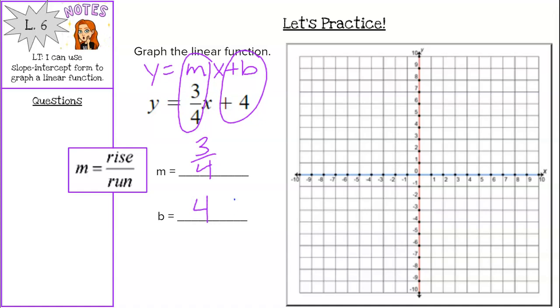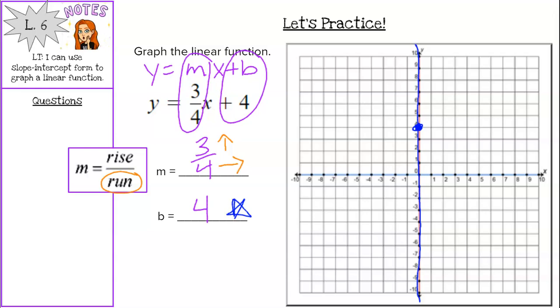When we graph, we always start with that y-intercept. We're going to go to our y-axis, that up and down line through the middle, and we're going to find 4 and put a point at 4. And then we're going to use our slope to give us the next points on our graph. Our slope tells us our rise over run. So we're going to go up 3, because it's a positive 3, so we're rising 3. And then we're running 4. We're going to go to the right 4.